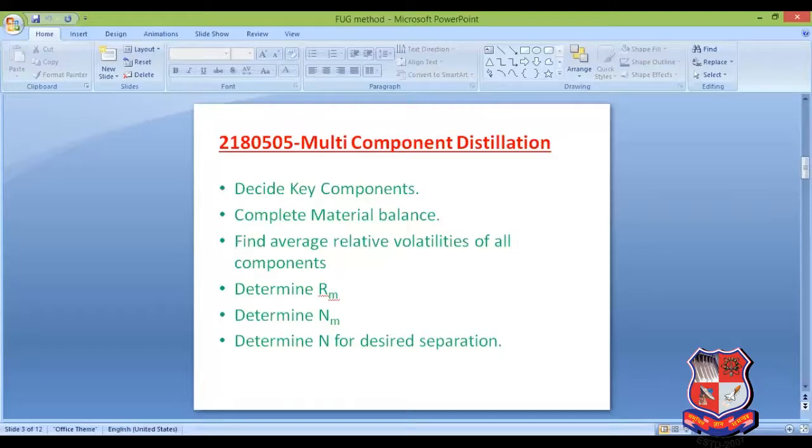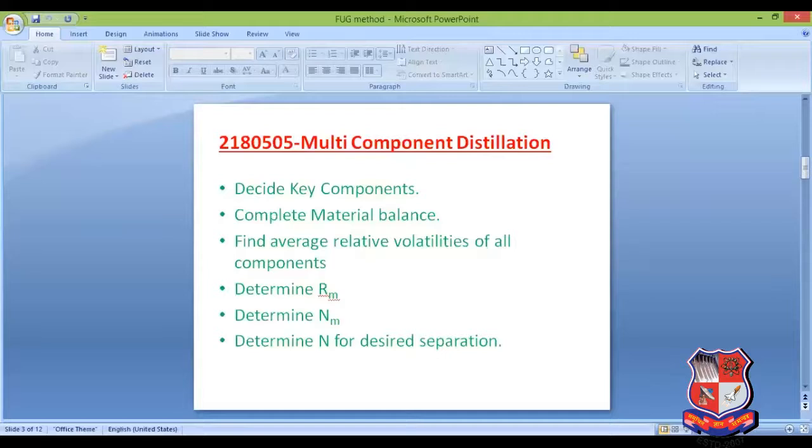Generally, if the key component is given, then there is no issue. Otherwise, from the given data, you have to decide what will be the key component. I have already uploaded one video regarding this key component, so you can refer to it. My suggestion to you is to keep the book of S.B. Thakur sir, which is a basic book of this subject, multi-component distillation. If you keep this book with you, it will be quite useful to you. So the first and important thing is to decide the key components to solve this multi-component example.